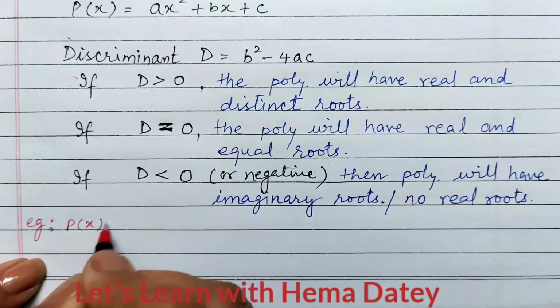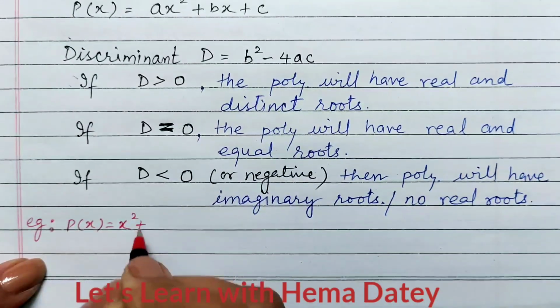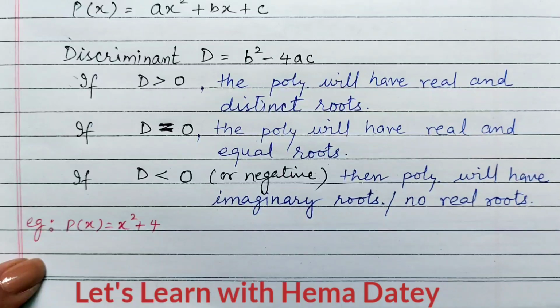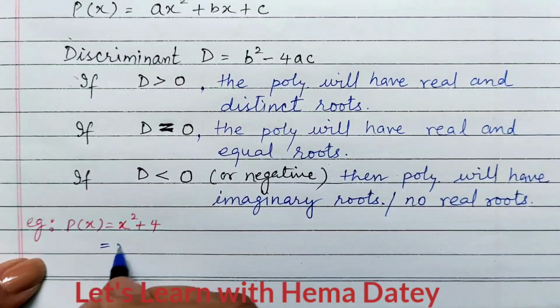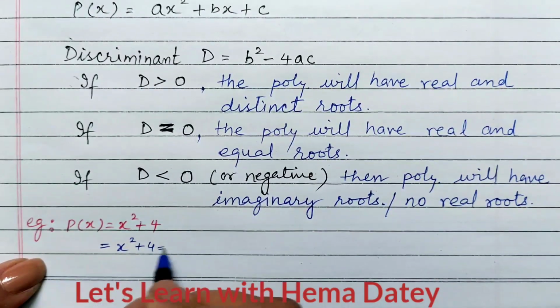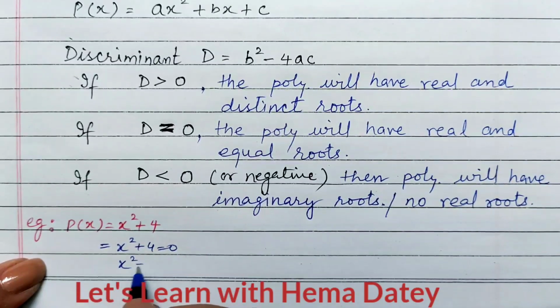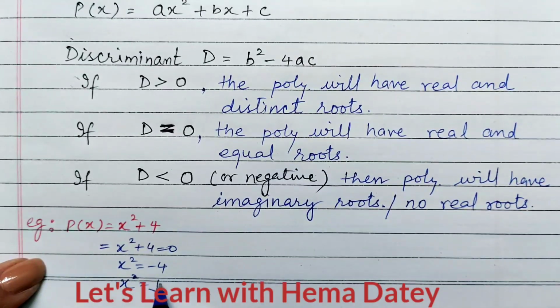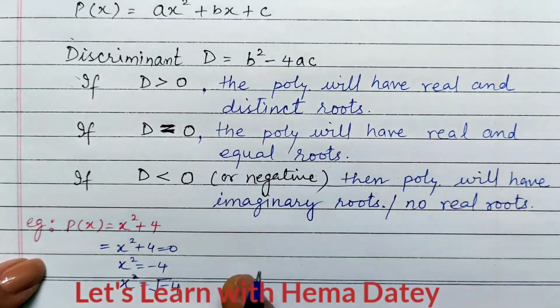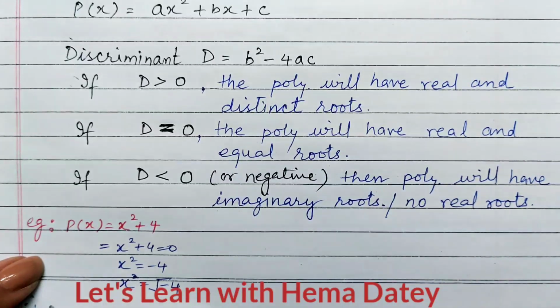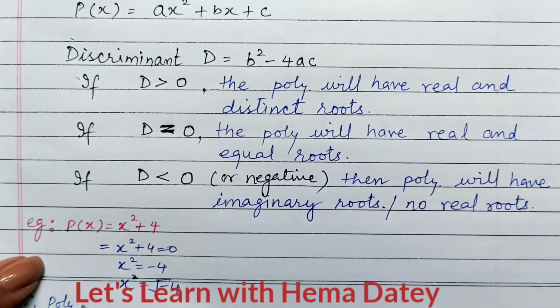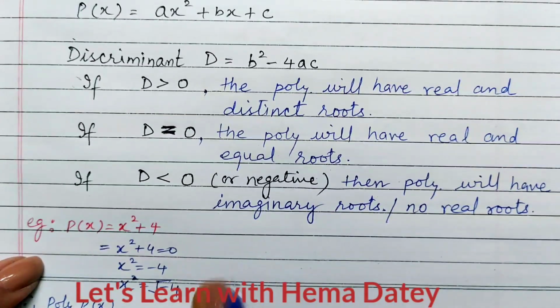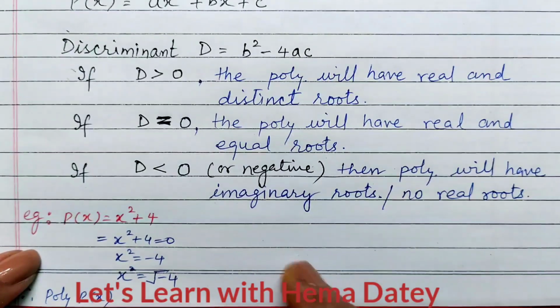Next, we can find the zeros of a polynomial by the factorization method. Let's take the example p(x) equals x square plus 4. We can write x square plus 4 equals 0, x square equals minus 4, x equals plus minus square root of minus 4. So we can see the polynomial p(x) equals x square plus 4 has no real roots.